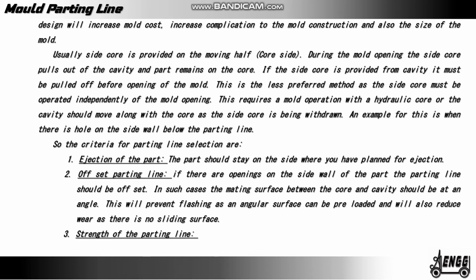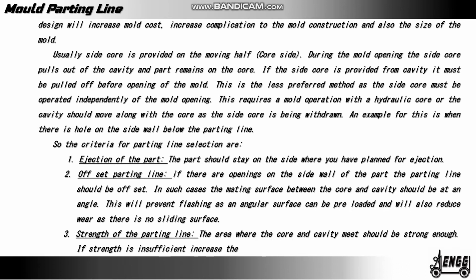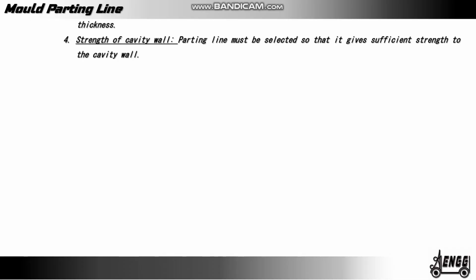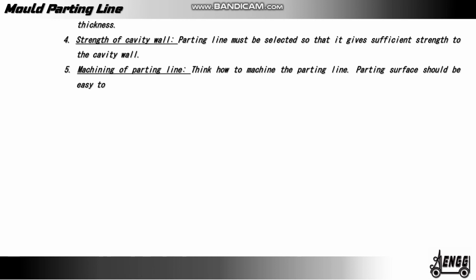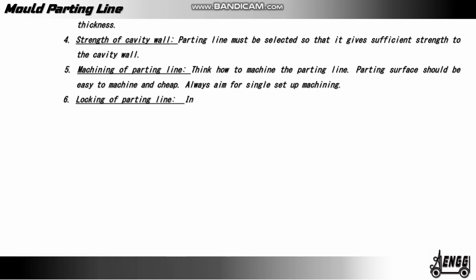The area where the core and the cavity meet should be strong enough. If strength is insufficient, increase the area of contact or add more support by increasing the thickness. 4. Strength of cavity wall. Parting line must be selected so that it gives sufficient strength to the cavity wall. 5. Machining of parting line. Think how to machine the parting line. Parting surfaces should be easy to machine and cheap. Always aim for a single setup machining. 6. Locking of parting line. In the case of profile parting surfaces, it should take care of the sidewise thrust.